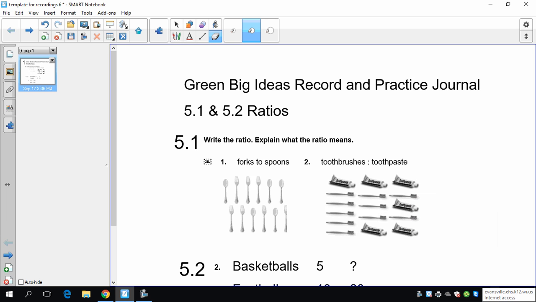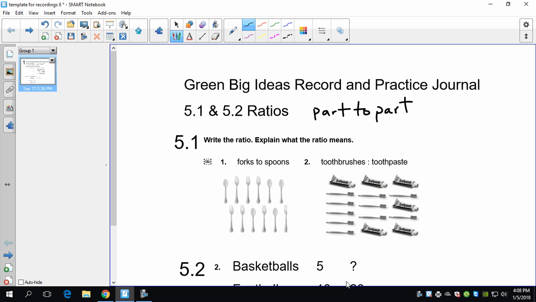We are working in the green Big Ideas Record and Practice Journal today, and today we are actually working on 5.1 and 5.2 together, and we are working on ratios. Now for ratios, we are just doing a part-to-part comparison.